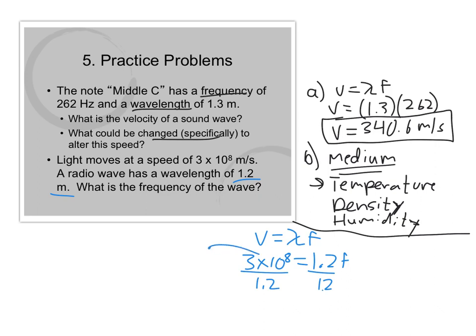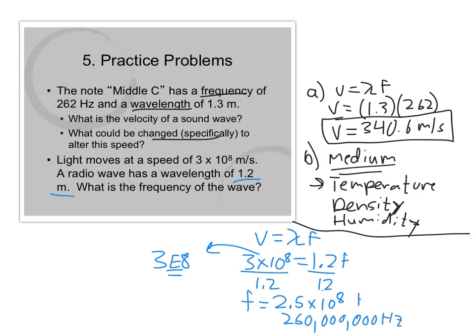Keep in mind, we can do that 3E8 using that EE button on our calculator. And when we do it, we get a frequency here of 2.5 times 10 to the 8th, or if you want to actually write it out, 250 million hertz is our frequency.